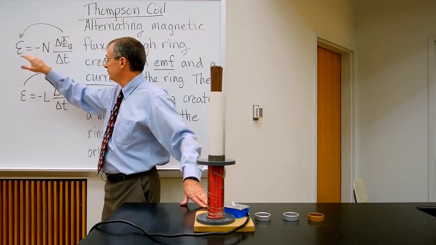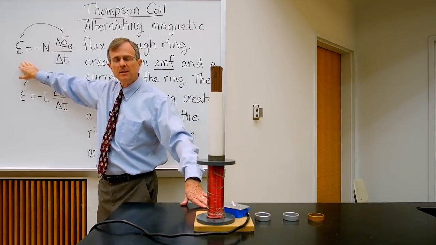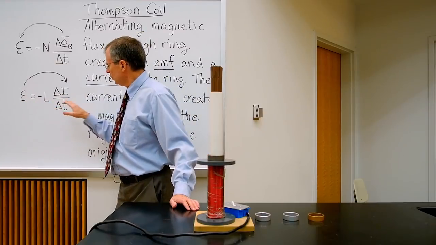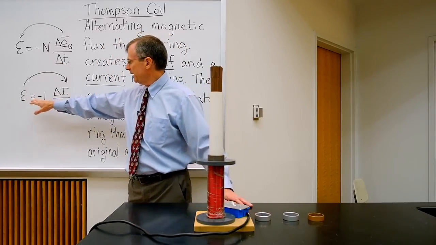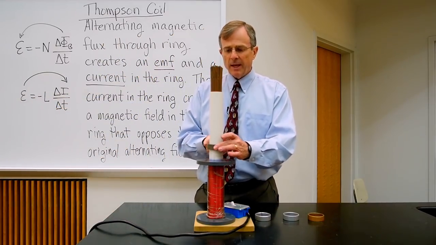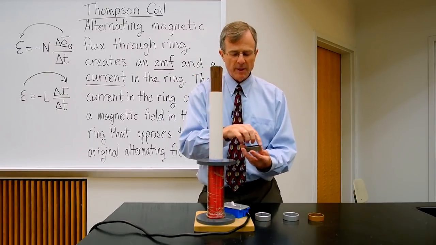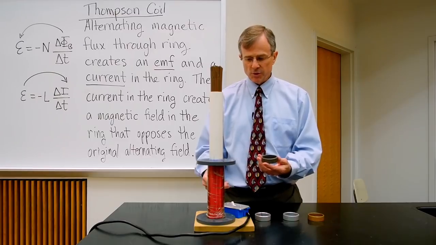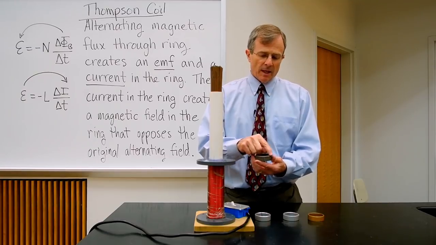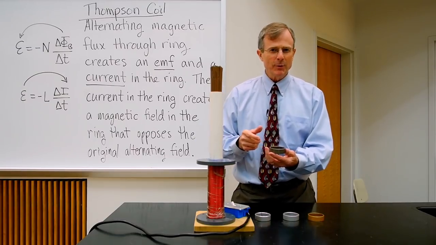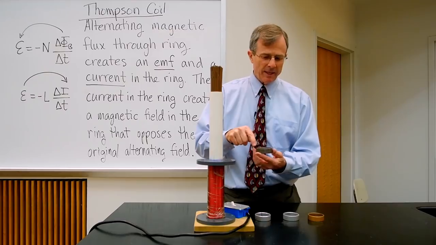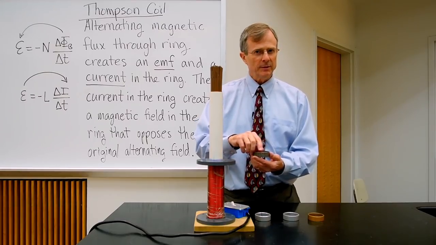There's a 90 degree phase lag between the change in flux and the EMF in the ring. Then that EMF in this ring will generate a current in the ring. There's a 90 degree phase lag between these two as well. So the bottom line is, at the end of the day, we get a current in this ring that's been created by this changing magnetic flux through the ring. A current in a ring, if you think back to the third grade when you wound a wire around a nail and magnetized the nail, anytime you have a current in a ring, you create a magnetic field in the ring.